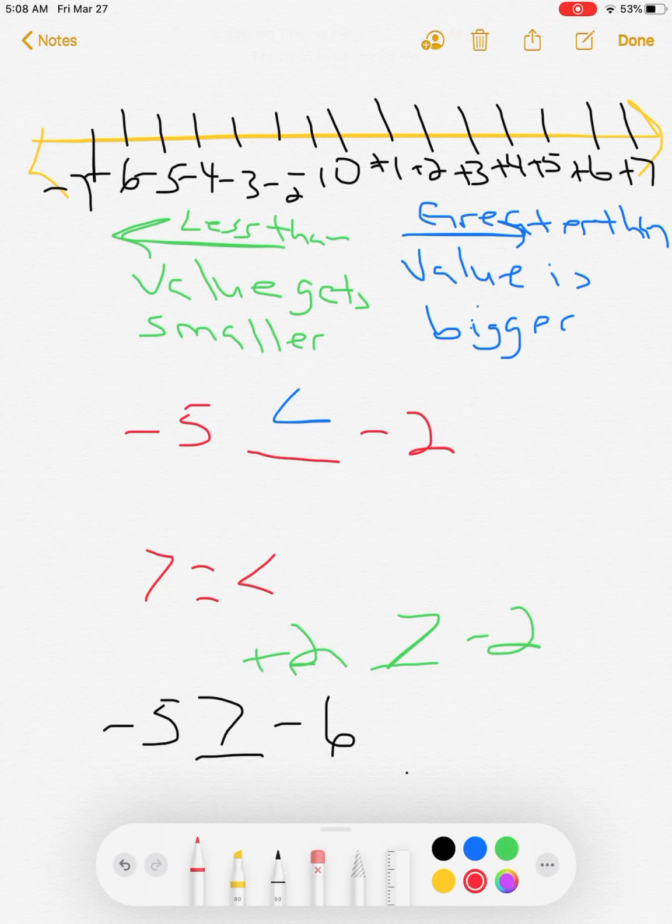What if you have 0? Oh boy. What if you're comparing 0 compared to a -7? I'm going to take a look at the number line. 0 is here. -7 is going this way on the number line, and I know that that's less than, so -7 will be less than 0. So -7 is less than 0.